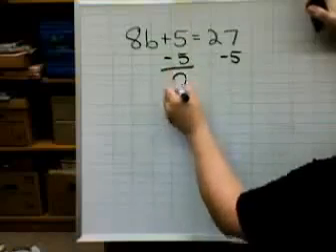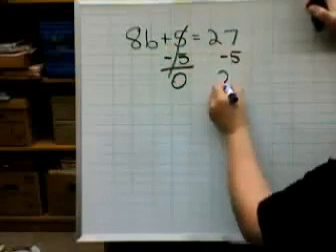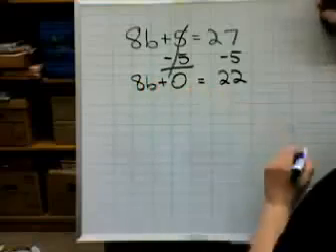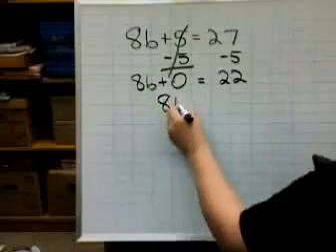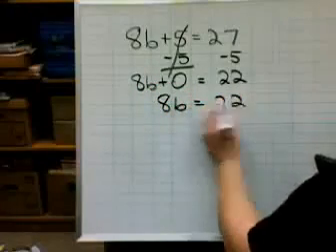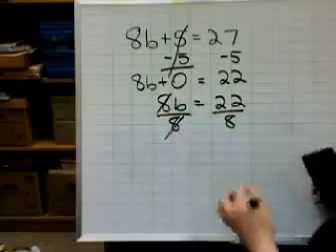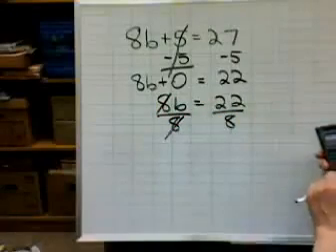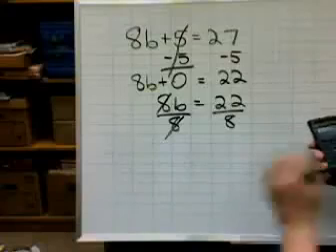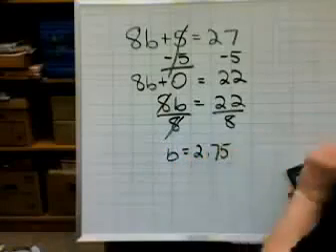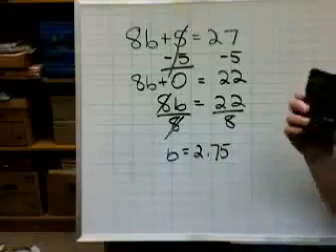5 minus 5 is 0. And 27 minus 5 is 22. So we have 8b plus 0 equals 22. 8b plus 0 is 8b equals 22. Divide both sides by 8. 8 over 8 cancels. B equals 22 over 8. 22 divided by 8 equals. B equals 2.75. And that is correct.